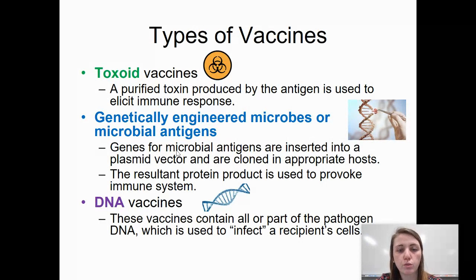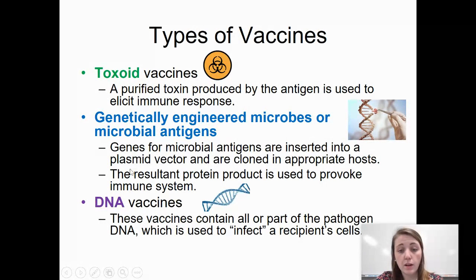If you go to Google and type genetically engineered vaccines, you're going to find a lot of stuff because there are a lot of different applications. But just be thinking about things like we could use restriction enzymes maybe to build a certain genetic sequence that we could use to elicit an immune response. That's essentially what's happening with genetically engineered microbes and antigens.